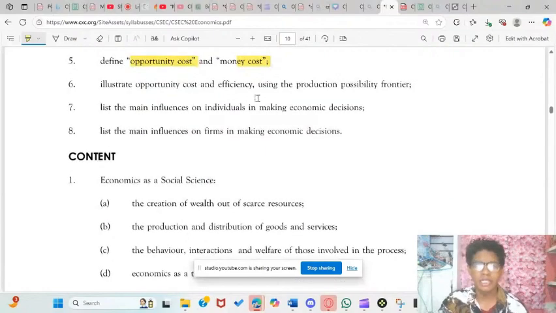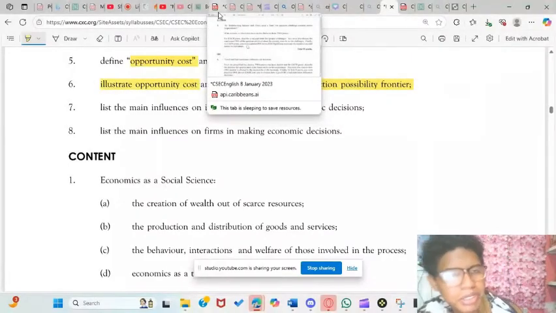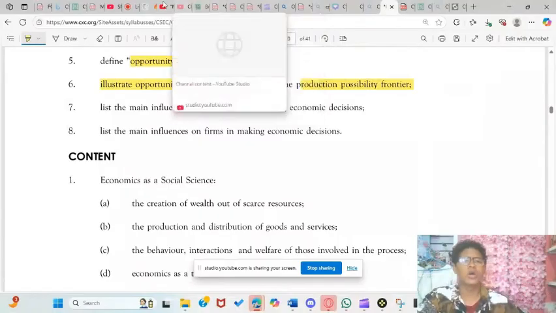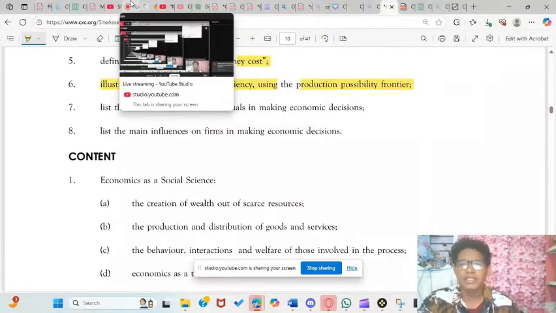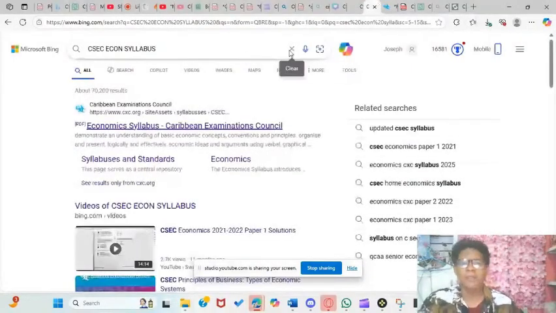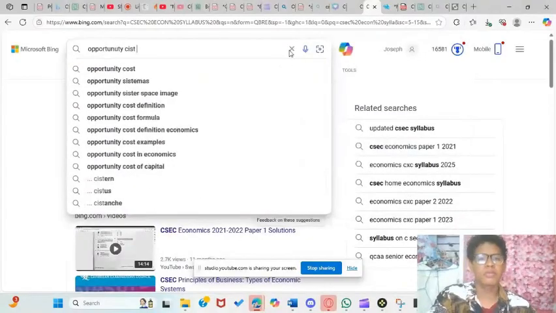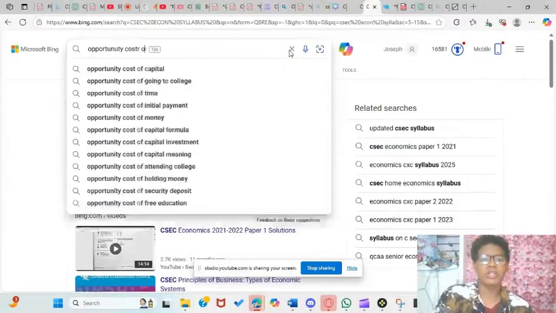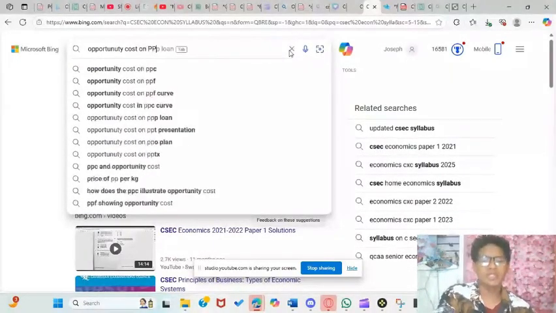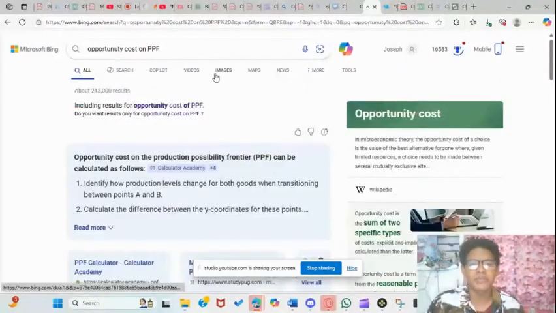Illustrate opportunity cost and efficiency using the production possibility frontier. Let's look at opportunity cost using the production possibility frontier. I can't do that right now because I don't have the materials to draw it up. Honestly, guys, if I did have that, I would use it, but that's not the case for now. Opportunity cost on a PPF, the production possibility frontier. Let us pull that up right now.